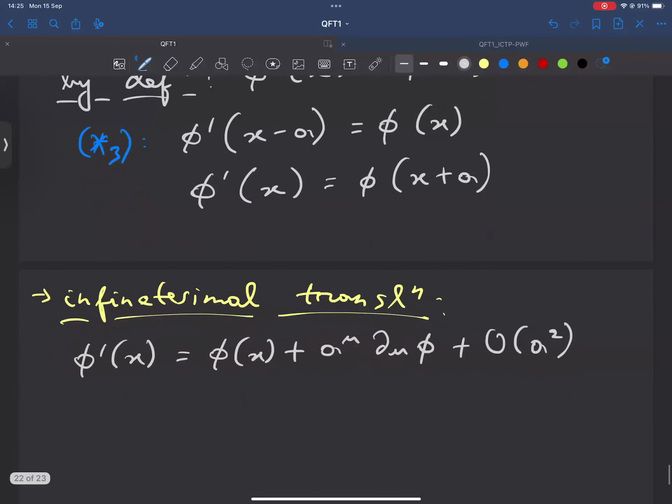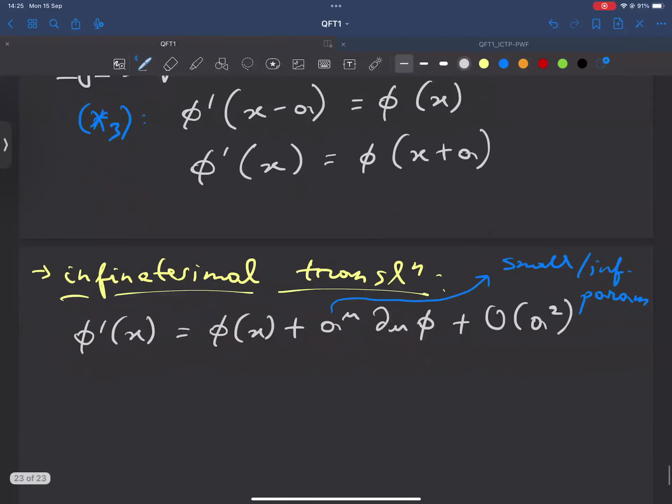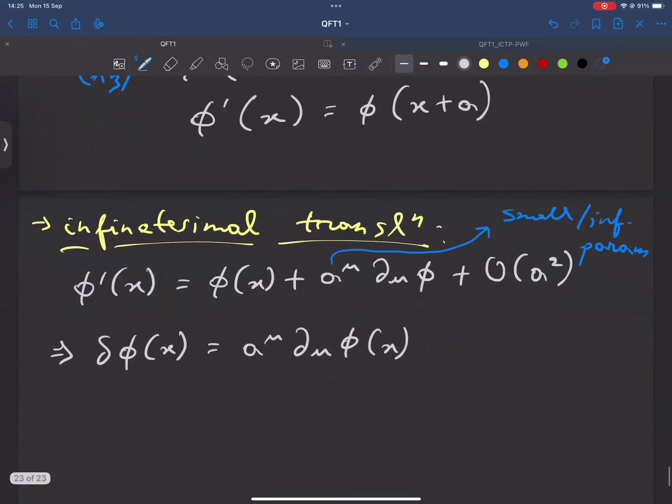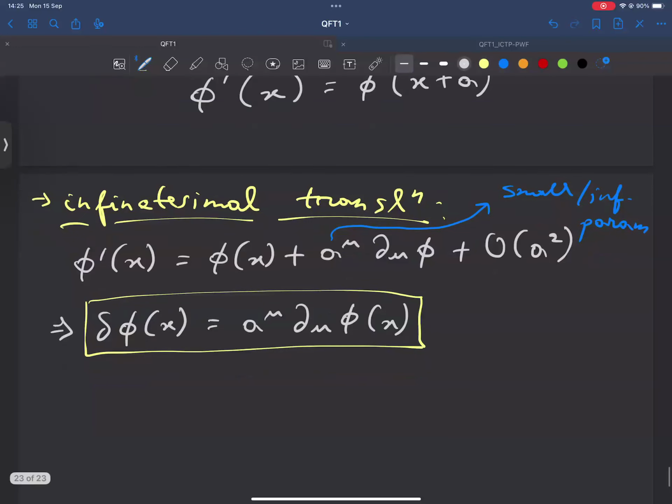So this A is now a small parameter, an infinitesimal parameter. And as usual, we neglect higher order terms. So this implies that the variation in the fields is this thing, right? And so that's what you get for an infinitesimal translation on the fields.